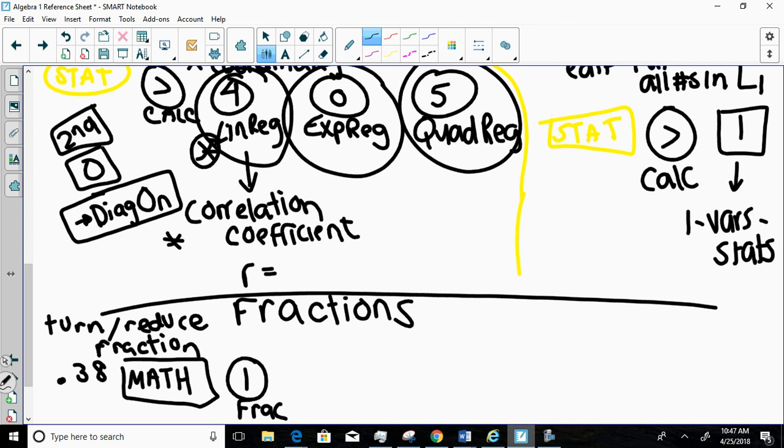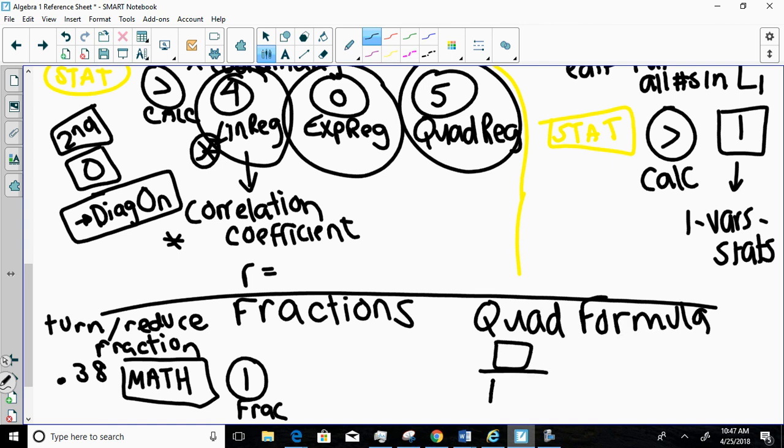All right, last one for today. Remember when you type in your quadratic formula, and it's a blank over a blank so you can type everything in? To get it like that, you type math.